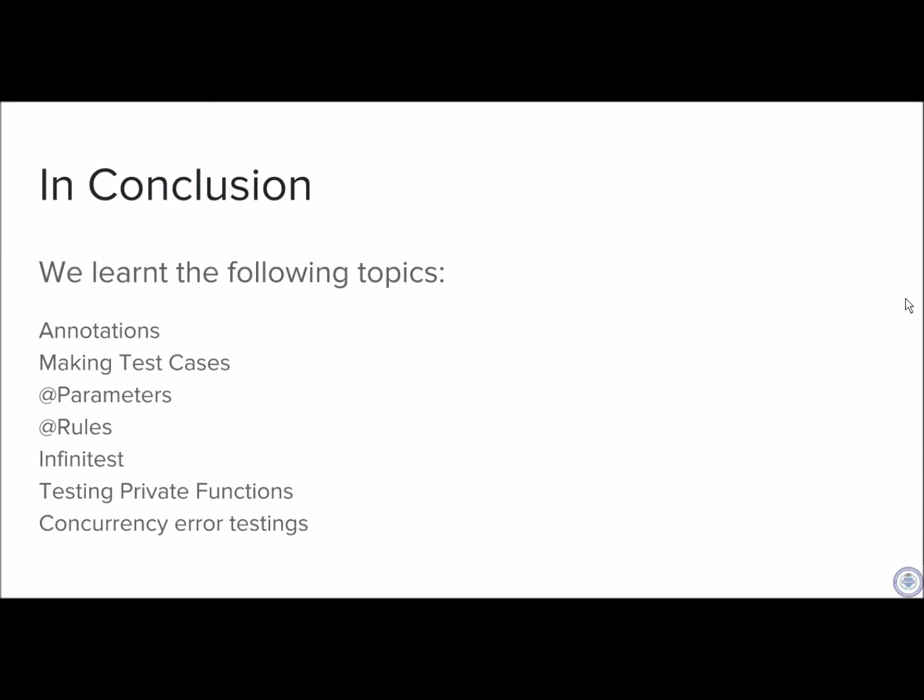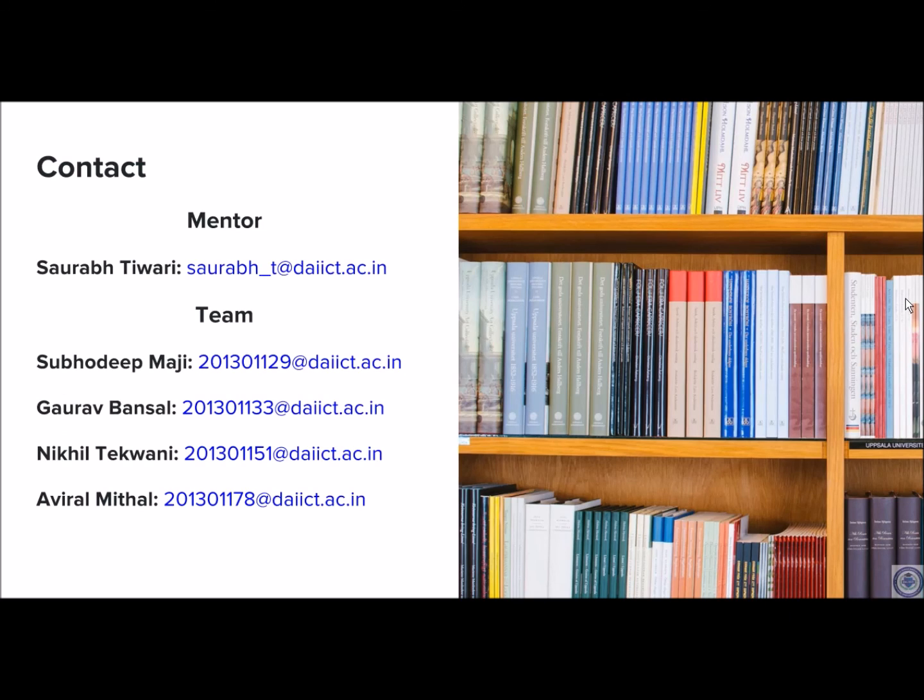Now, with this, we come to the end of the tutorial. We learnt about JUnit and its annotations, making test cases for JUnit, advanced annotations like @Parameters and @Rule. We also learned about Infinitest, a plugin for Eclipse which runs test cases as soon as a change is detected in a file. We also showed how to test private functions, and finally, we saw how to test units for concurrency errors. We hope you found this video helpful in understanding some lesser known functionalities of JUnit.